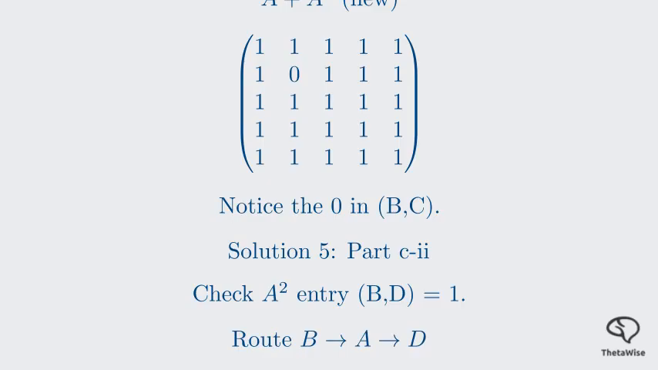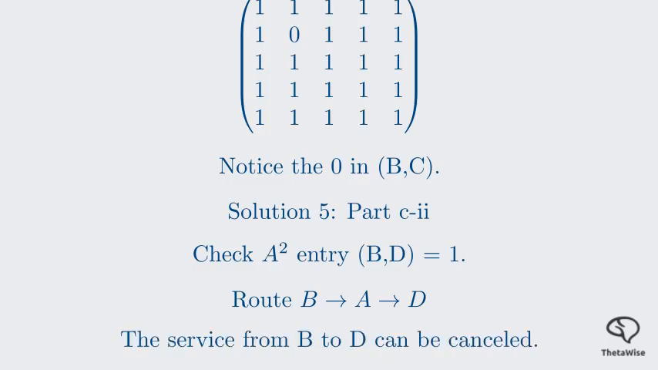This means there's already a 2-step route from B to D, B to A to D. This makes the direct B to D service redundant. If we remove B to D and recalculate A plus A squared, the resulting matrix still has no zeros. So the bus company could cancel the service from B to D without failing to achieve its 2-trip aim. This is a perfect example of using matrices to make optimal decisions.